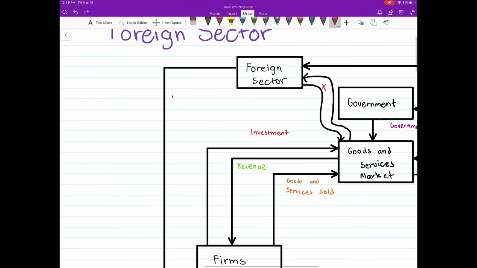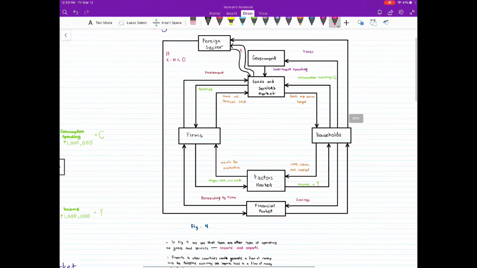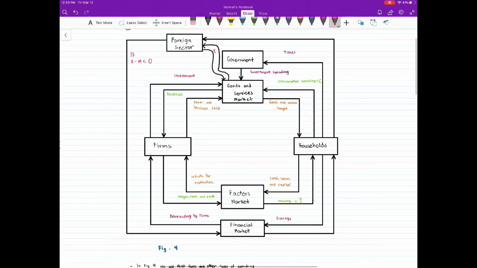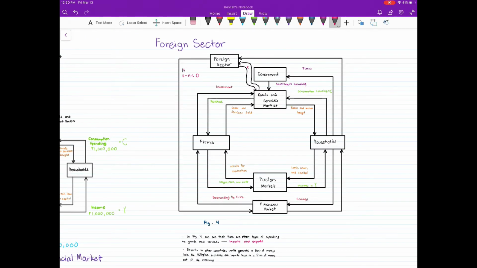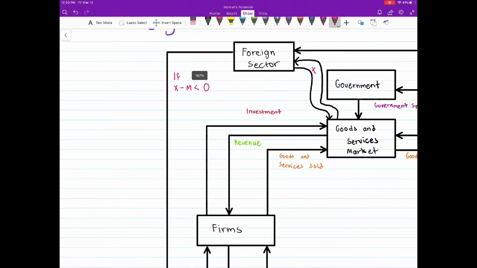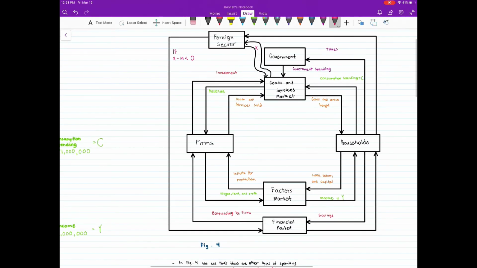So if X minus M, which is exports minus imports, is less than 0. Okay, so there you go. I'm just gonna explain. Actually, there's not that much to explain. The only difference is that there are now exports and imports. In my school we call it imports, because it's an M rather than an I, so it's easier to remember exports and imports.